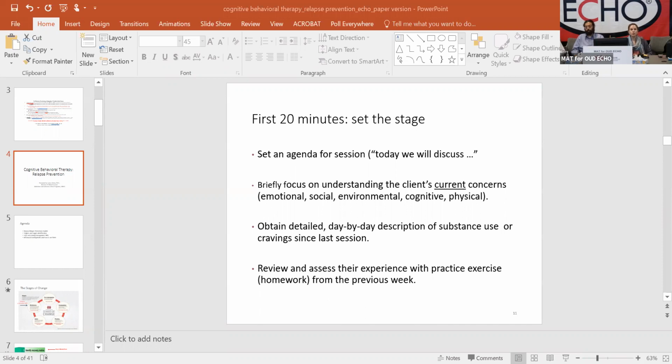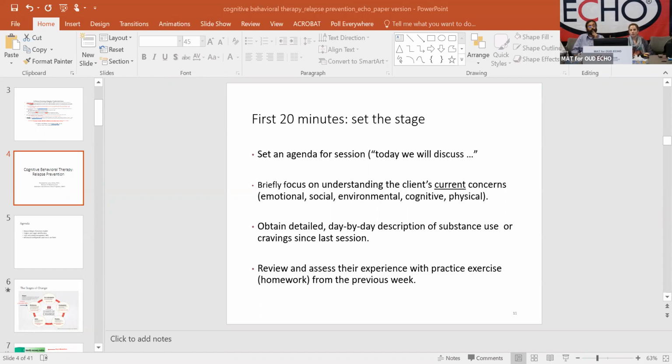We want to talk a little bit about current stuff that's going to be affecting the discussion for that day. So what has happened either that day or within the past few days. And then you want to begin by taking a detailed description of their use for that past week or since the last time you saw them.